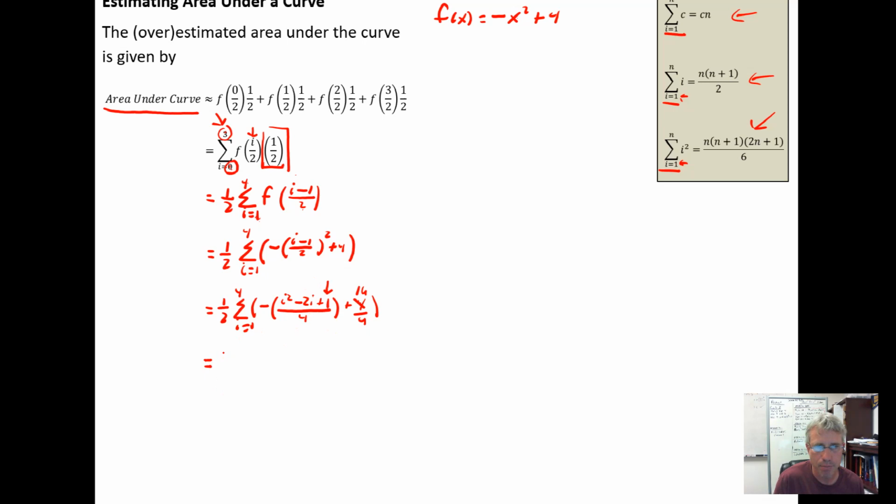So I'm going to rewrite my summation. This is 1/2 the sum from i equals 1 to 4 of, I have a negative i squared. I'm going to distribute the negative sign into the numerator. So I get negative i squared, negative, positive 2i. I get negative 1 plus 16, so negative 1 plus 16 is plus 15, and this is all over the common denominator of 4.